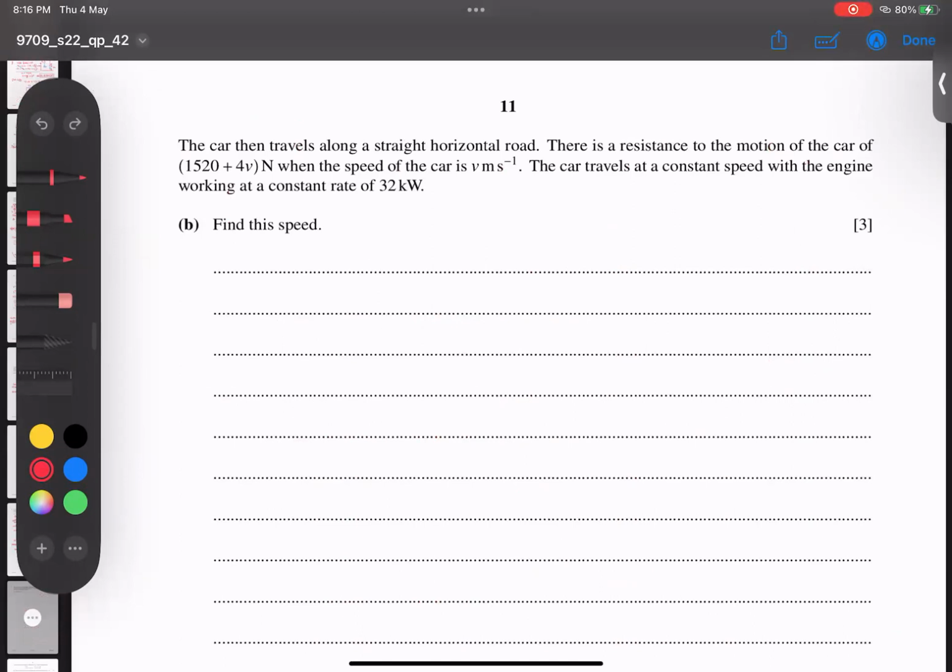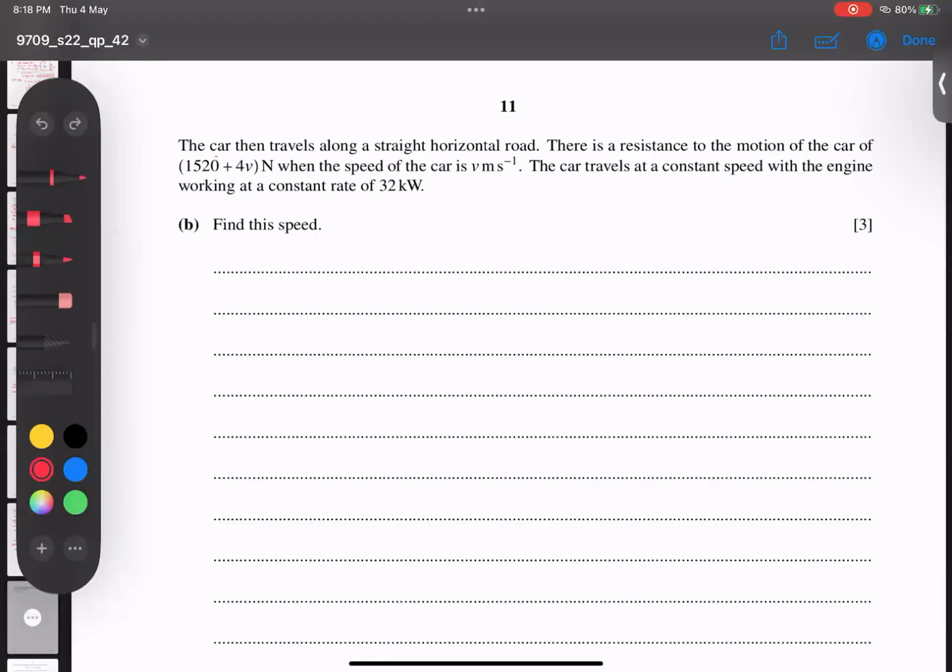So have a look here. What a question he has here. What the question is saying: a car then travels along a straight horizontal road. It means first it is traveling on an inclined plane. Afterwards, it's moving on a horizontal track. So it is going this way, then it's going on a straight track. This is the situation he said here. And the friction resistance to motion given by him is this. So friction force is given 1520 plus 4v.